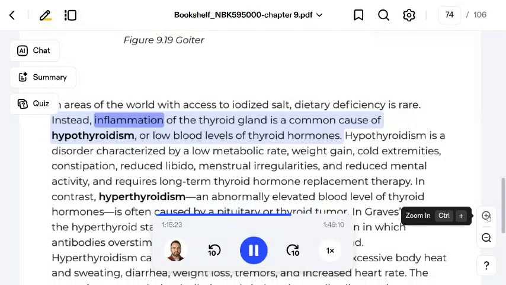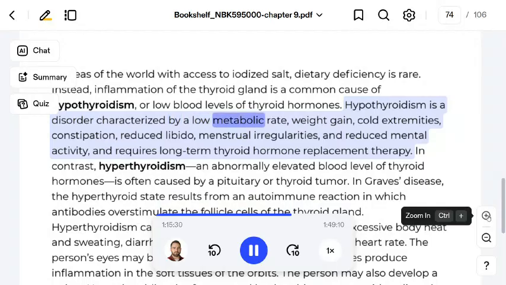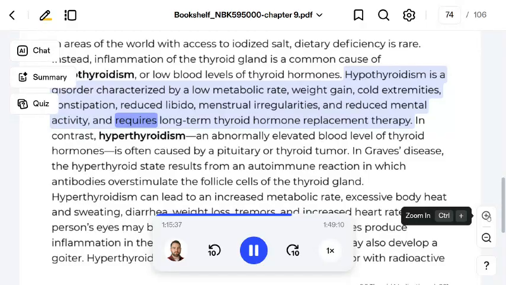In areas of the world with access to iodized salt, dietary deficiency is rare. Instead, inflammation of the thyroid gland is a common cause of hypothyroidism, or low blood levels of thyroid hormones. Hypothyroidism is a disorder characterized by a low metabolic rate, weight gain, cold extremities, constipation, reduced libido, menstrual irregularities, and reduced mental activity, and requires long-term thyroid hormone replacement therapy.